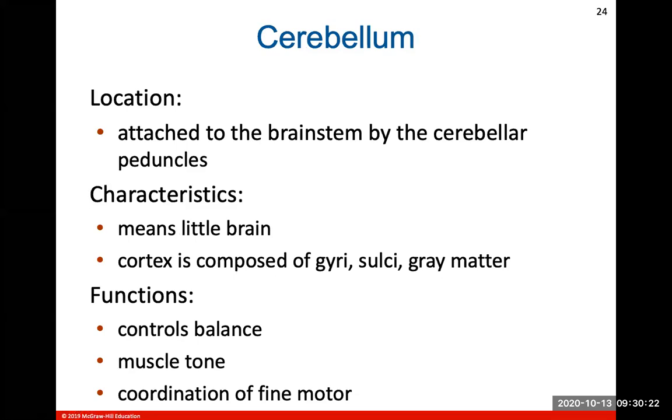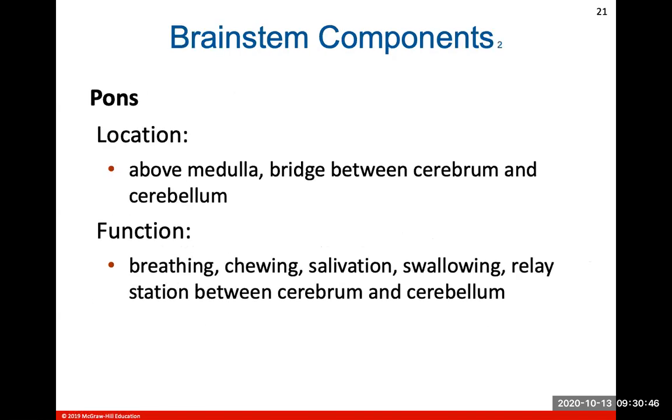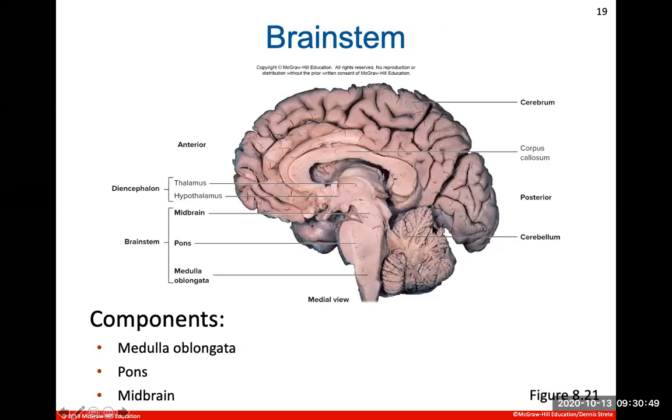And then the cerebellum is in the back of the skull. It's attached to the brainstem by the cerebellar peduncles. The cerebellum literally means little brain. Its cortex is composed of little gyri, sulci depressions, and gray matter. And the functions of the cerebellum are to control balance, muscle tone, and coordination of fine motor skills. And if we look back at this picture, here's the cerebellum located in the back, posterior lower region. And again, it'll be connected back to the pons. And then we'll go over the other structures of the brain now.